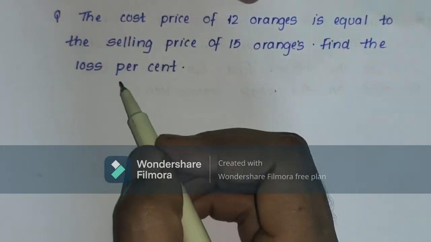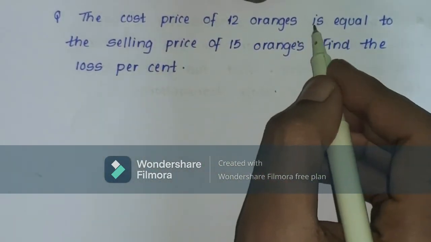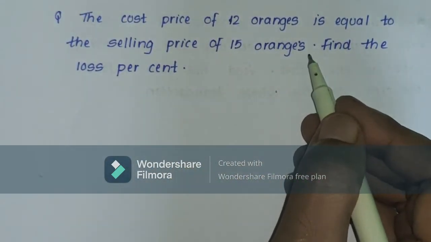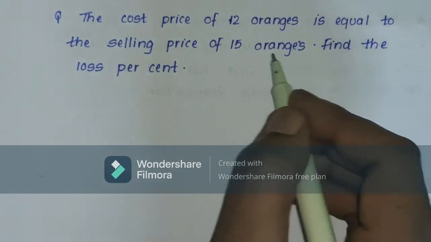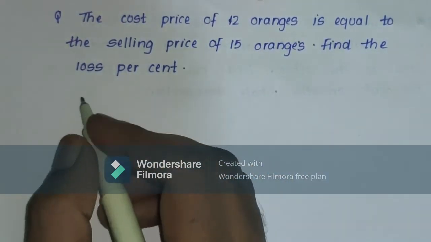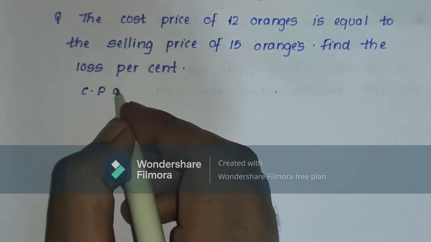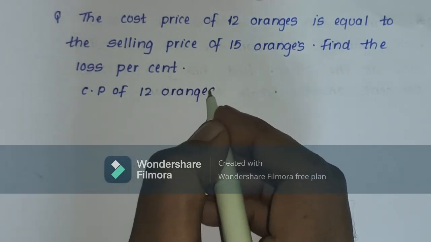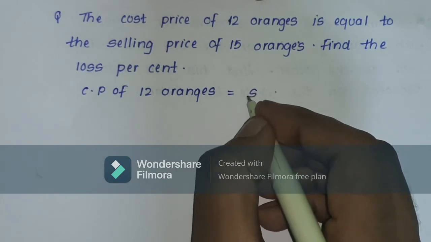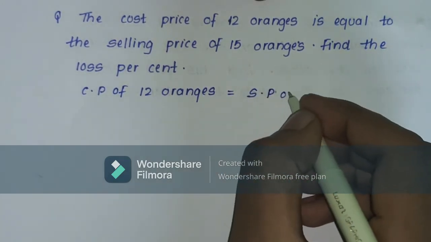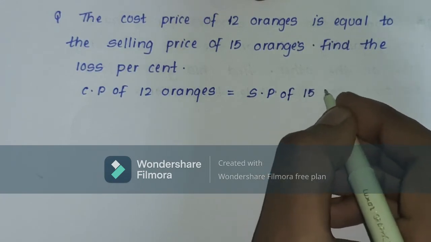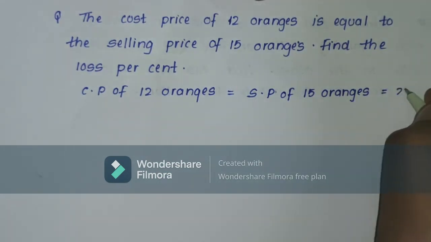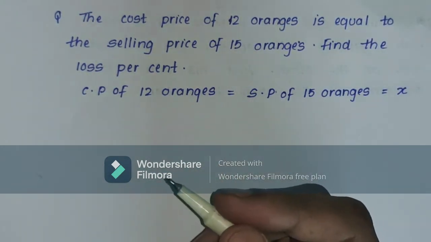Now student, let us come to the next question. The cost price of 12 oranges is equal to the selling price of 15 oranges, but you don't know what the cost price or the selling price is, right? They are equal. So we will write down CP of 12 oranges is equal to SP of 15 oranges, which will be equal to X. We can say, let it be X, because we don't know the exact value, right, student?